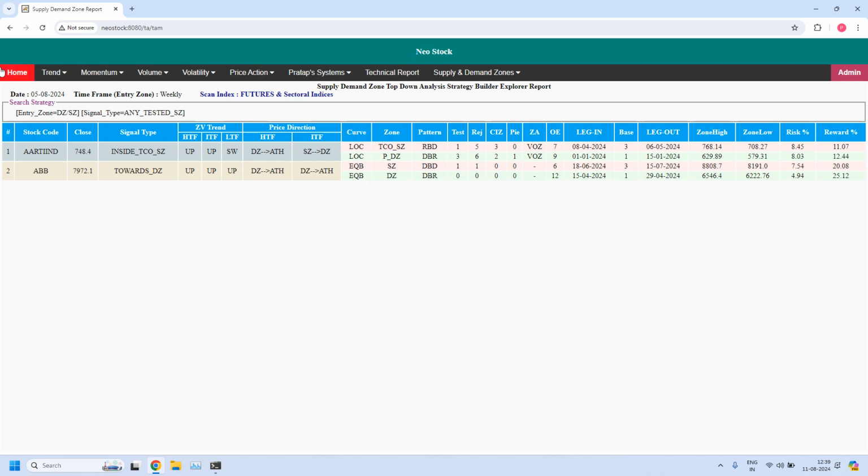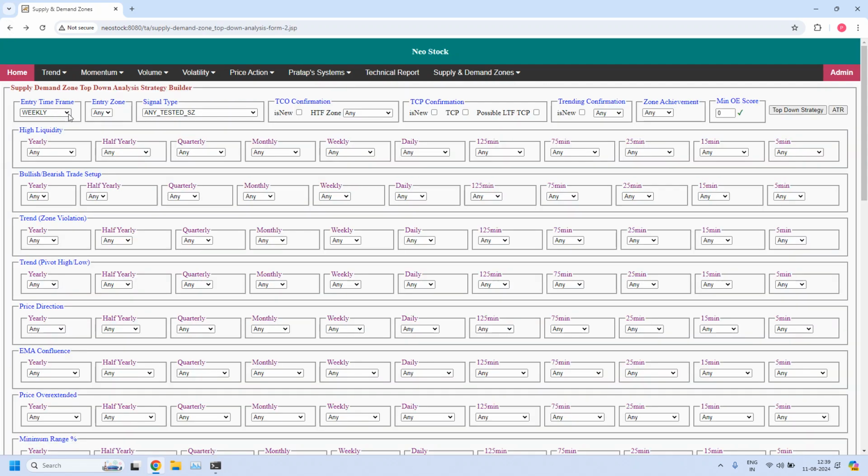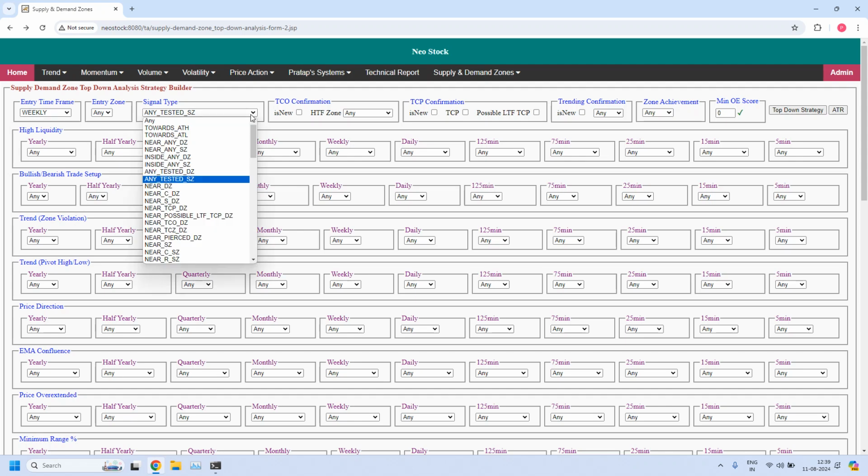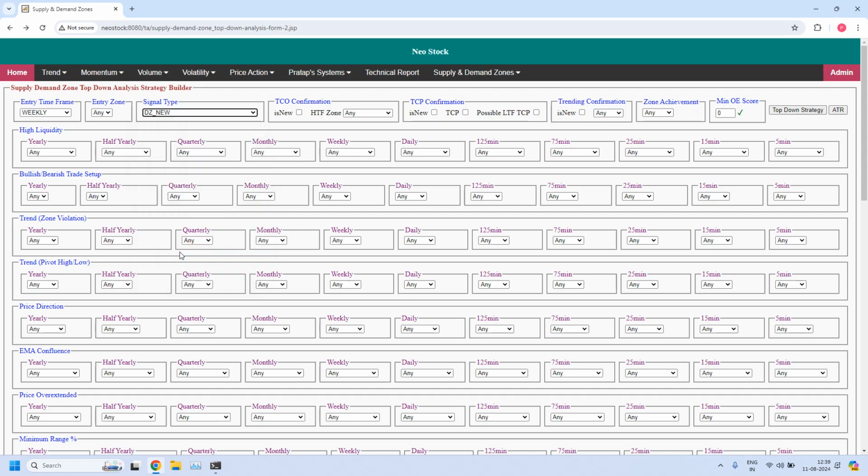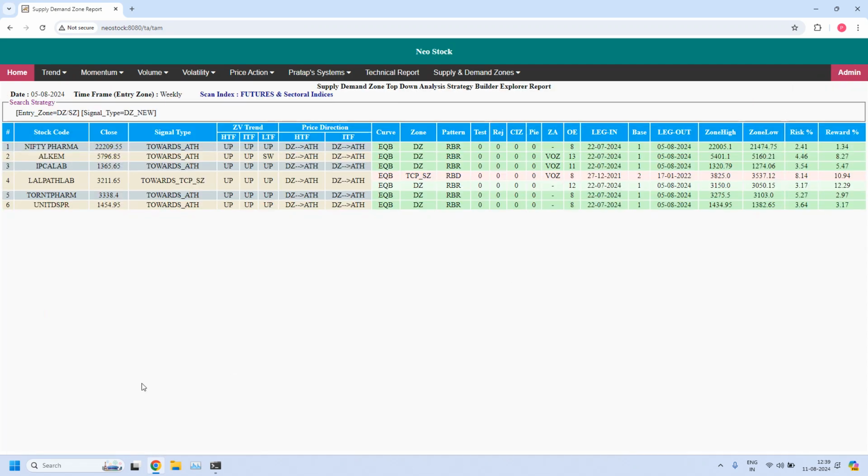And next we will find newly created weekly demand zones. For the weekly time frame, let us find the stocks having newly created demand zones. So these 6 stocks have newly created demand zones.